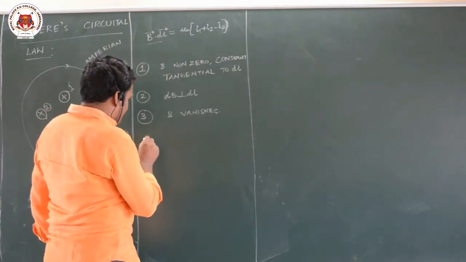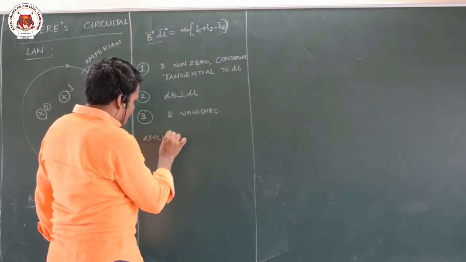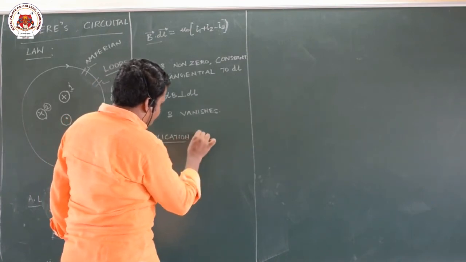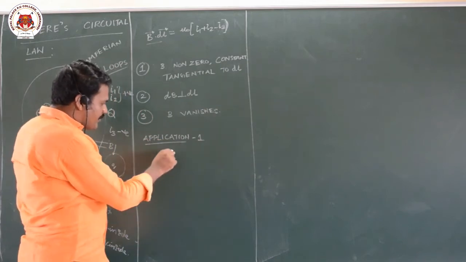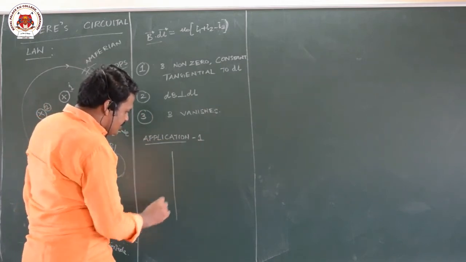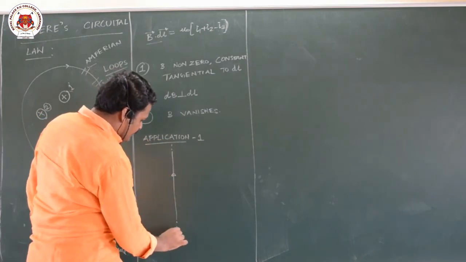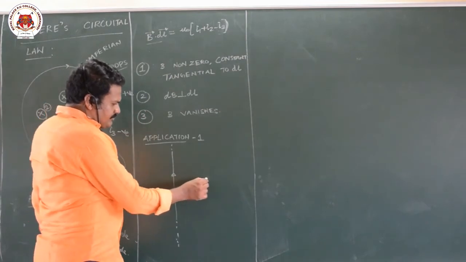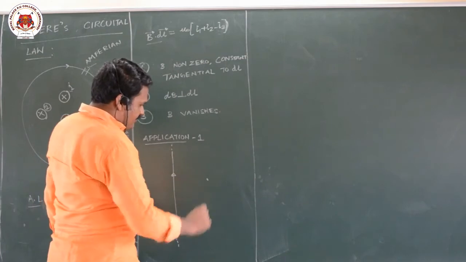Now for this we will take one application: how to find the magnetic field due to an infinitely long wire. There is a wire which is infinitely long. Find the magnetic field due to an infinitely long wire at a distance r from the wire.